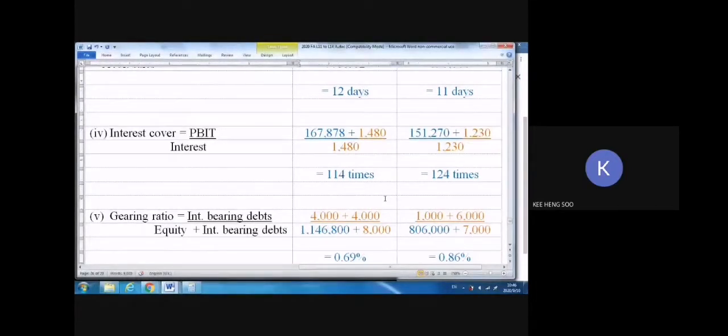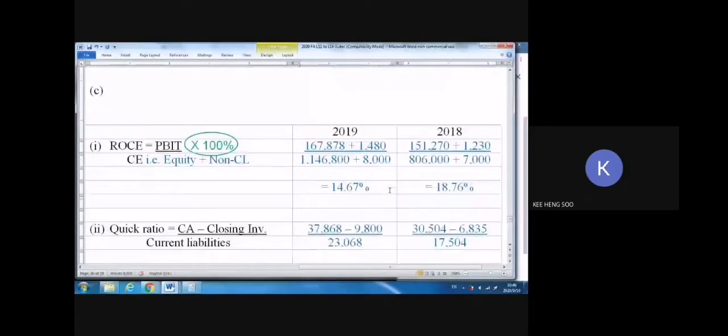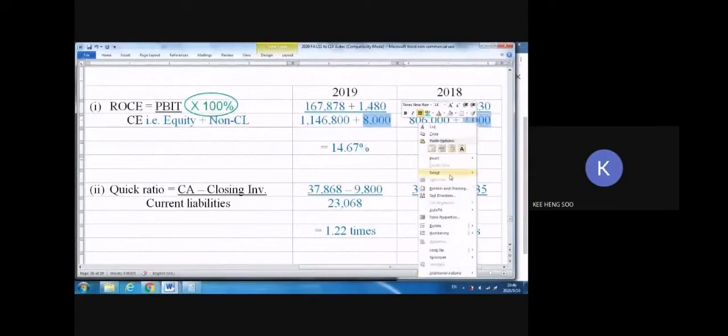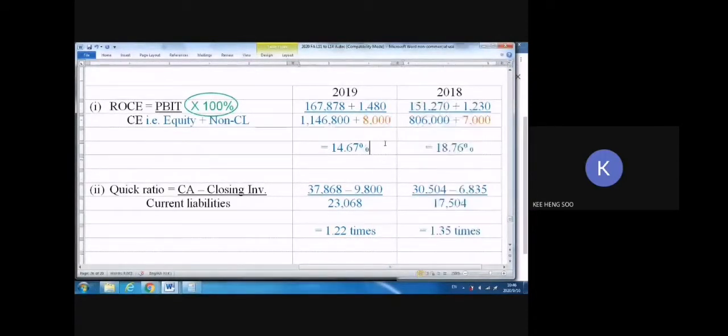Okay, you work out this ratio. Can you see that? This is ROCE, your return is your profit. Bear in mind, that's our non-current liability. This one is the debt. Remember that? So we have to add back your interest. You add back your interest.